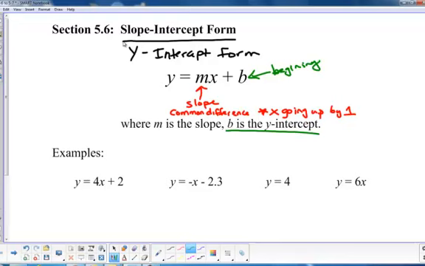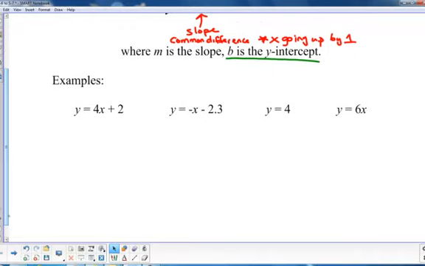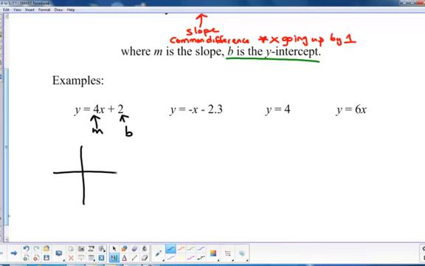Alright, so all of these equations are in y-intercept form or slope-intercept form. You have a slope of 4 and a y-intercept of 2. What this means is if you were to graph this, it would start at 2. And a slope of 4 is the same thing as 4 over 1. And remember, this is rise over run. So you would go up 4 over 1. Put a dot. Up 4 over 1. That's your slope of 4 that starts at 2.